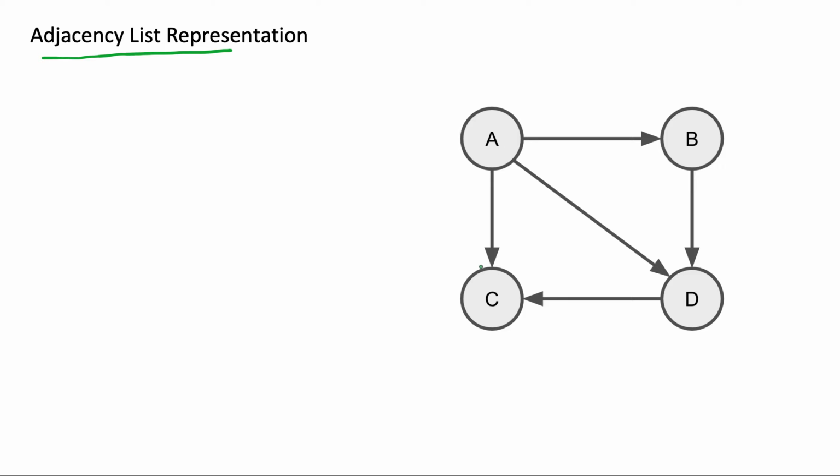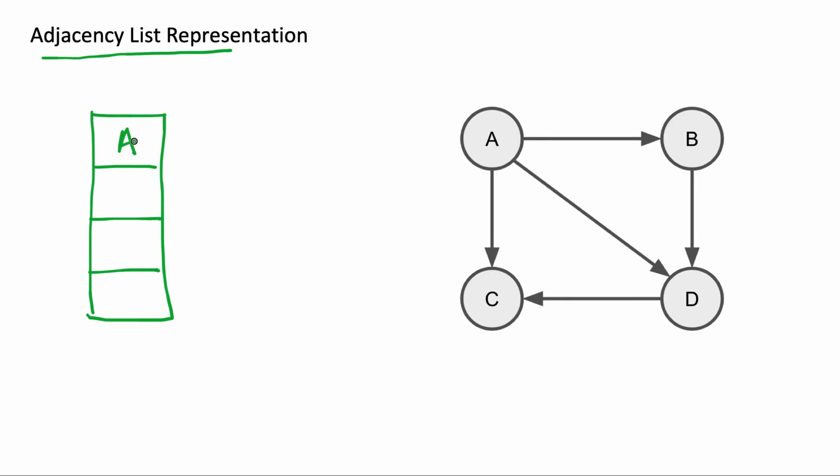So first we need to create a list of the vertices present in the graph. So here in this graph we have 4 vertices. So I'll be creating a list of 4 vertices. So this list will have 4 different elements. So the vertices are A, B, C, D.